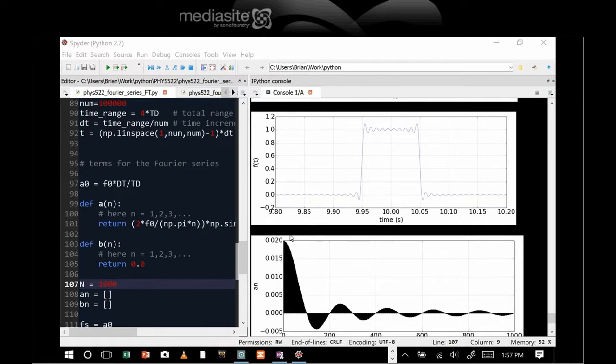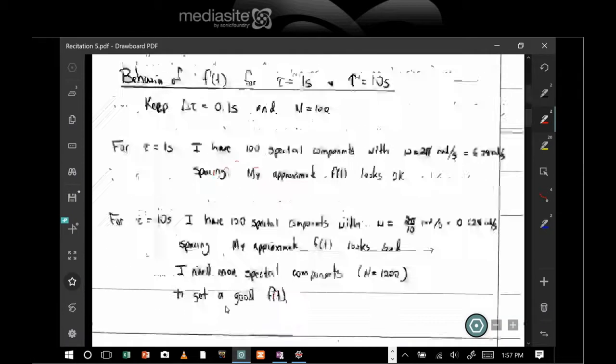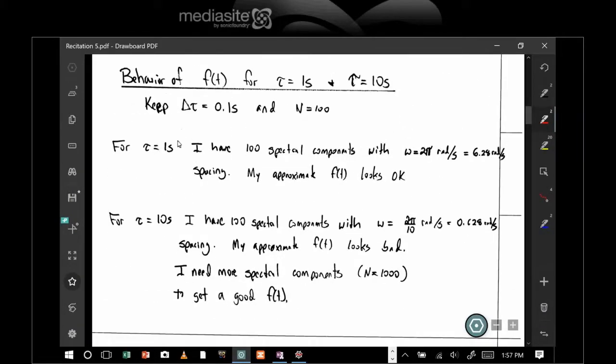So in the end, let's summarize what I showed here. For tau equal to 1, I have 100 spectral components, and the fundamental frequency is 2 pi divided by 1 second, or 6.28 radians per second. My approximate Fourier transform looks okay. But if I use 100 spectral components with tau equal to 10, my new fundamental frequency is 2 pi divided by 10, or 0.628 radians per second.